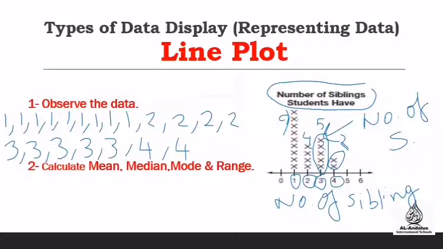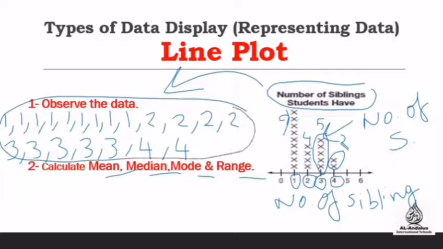So like this, I represented the data in a line plot and then I observed my data set. Okay, I have a data set now, so I'm ready to calculate the mean, median, mode, and range. The mean means I will add all these values together and then divide by the number of crosses. The median is to put the data in order, like what I see here. It's already ordered, and pick the middle value.